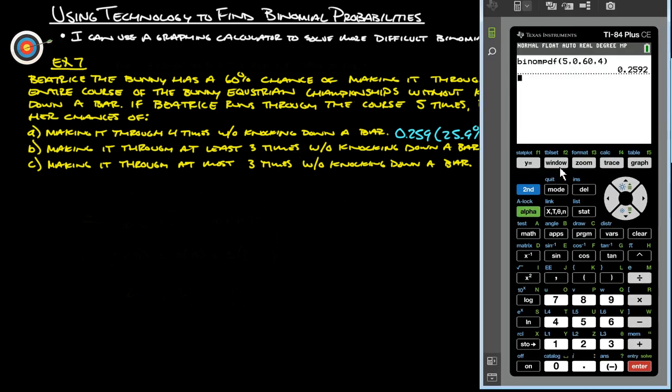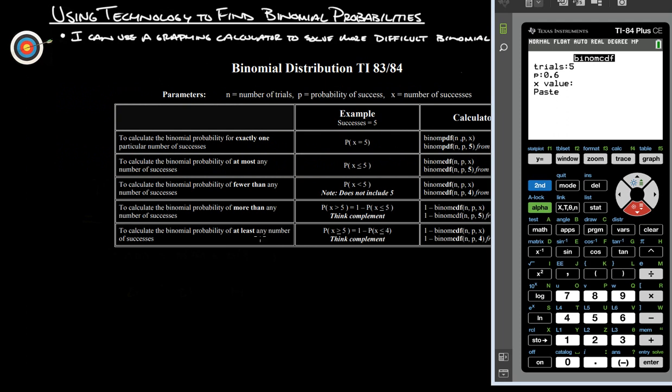So we get back into our graphing calculator, second distribution, and now we're going to go down to binomial CDF, because C, remember, stands for cumulative. It's going to be, when we're talking about just not exactly 4, but in this case, at least 3 times. So 3, 4, or 5 is what we're looking for. So we're going to push enter. Okay, so we're still going to do 5 trials. The probability of success is still 0.6.